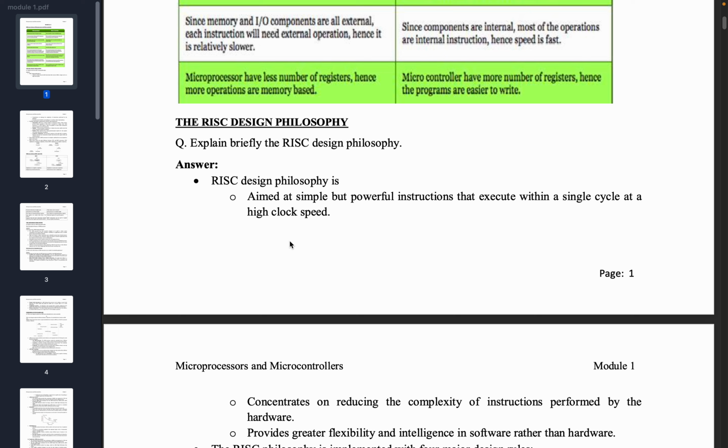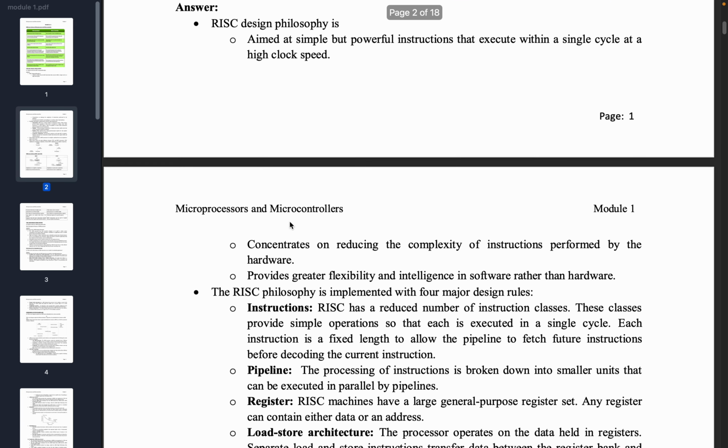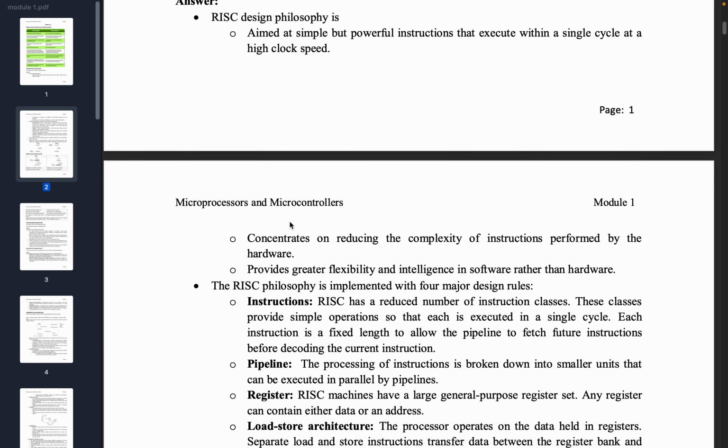Here the aim is simple but most powerful instructions that execute in a single cycle with a high clock speed. The next point is to concentrate on reducing the complexity of the instructions performed by the hardware. Then, provide greater flexibility and intelligence in software rather than in hardware. You should write this whenever a RISC question is asked, so that one is also important.